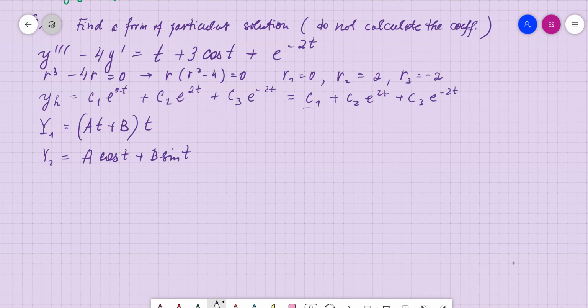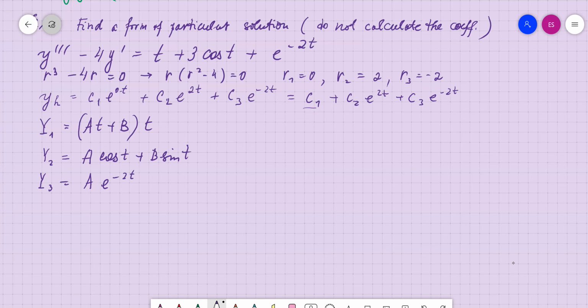If you are planning to add these two solutions together, you should give different letters here. I'm not planning to add them. I'm just going to write down the final solution as y1, y2 plus y3. But if you're planning to add them actually as a function somewhere, maybe give different names to the constants. y3. Well, y3 is supposed to be A e to the power of negative 2t, right?